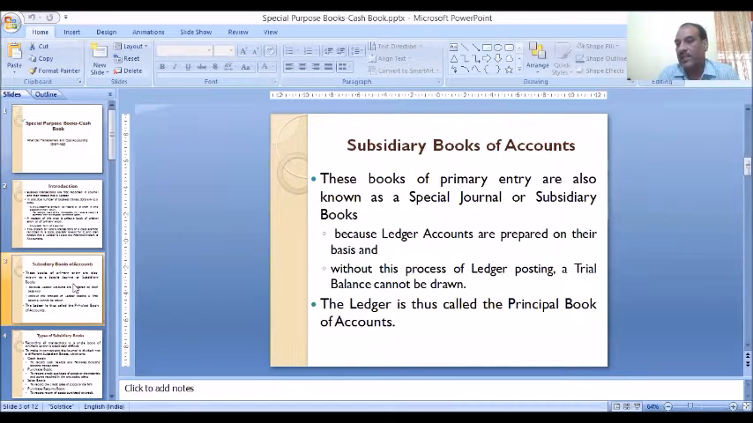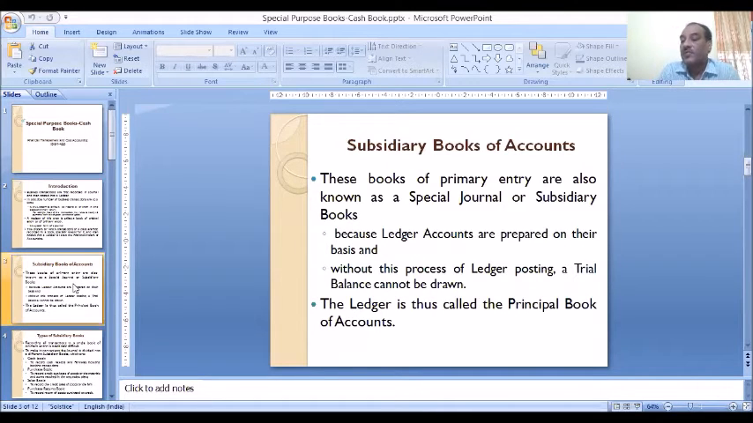You know, for preparing a trial balance, we require posting in the ledger, and for posting in the ledger, we require journalization, and for journalization, we require information in a systematic, comprehensive, easy manner. To make it practical and easy, different types of books of accounts are maintained, which are called books of primary entry, or subsidiary books. So today we will discuss those subsidiary books. The ledger is called the principal book of accounts.